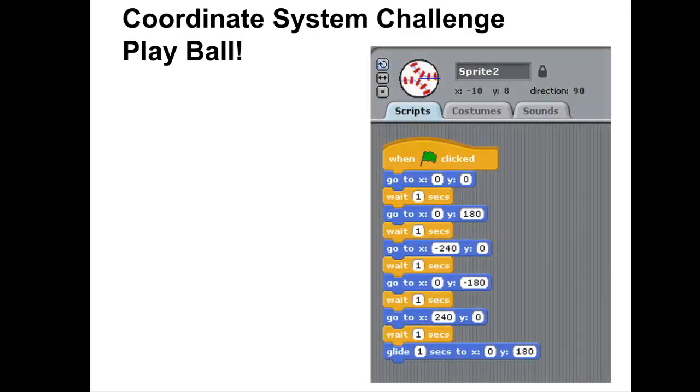Do you need a hint? Here you go. A simple program to take you around the whole stage to the maximums and minimums of the X and Y axis.